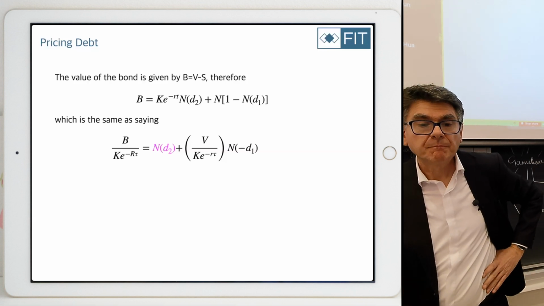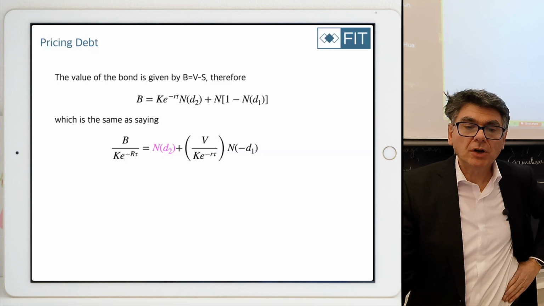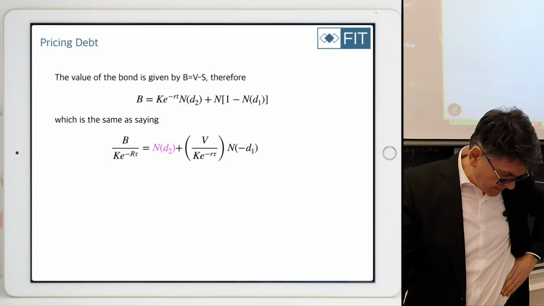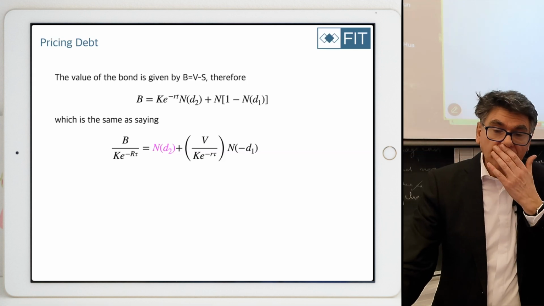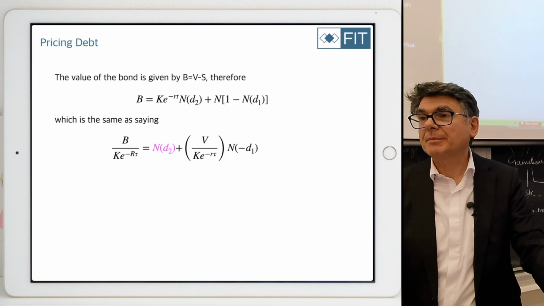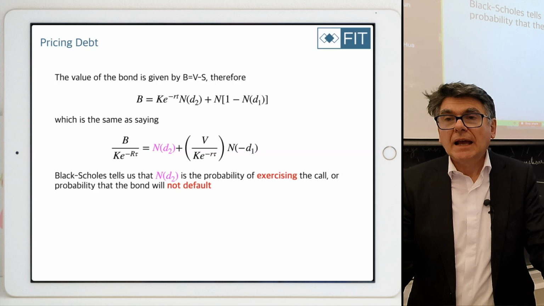I divide the value of the bond by K and the exponential of the time to maturity, or the time to default, and I get an expression like this. This comes from the Black-Scholes theory. And here there's a miracle that happens. I want to explain it to you very quickly. The miracle is the following.